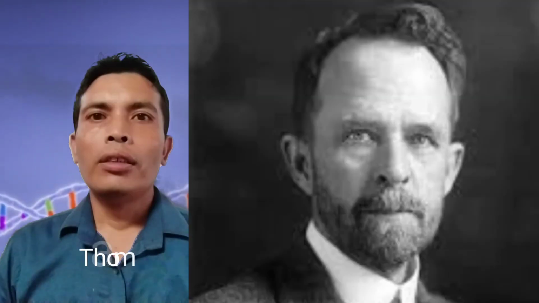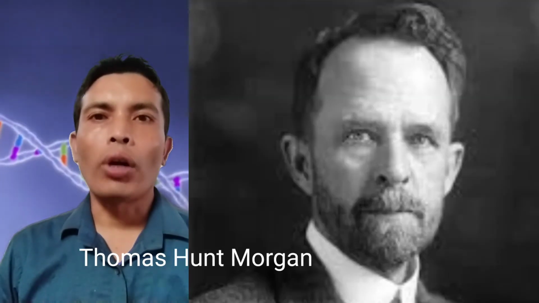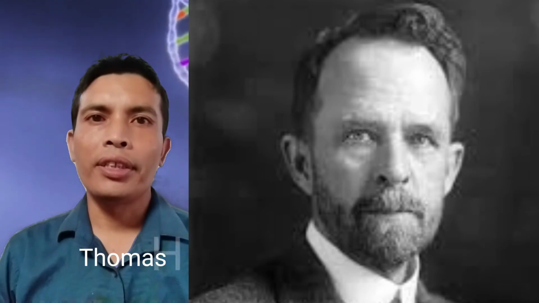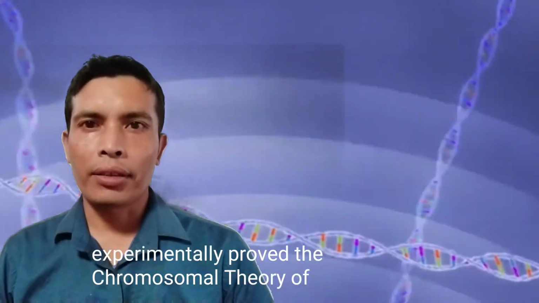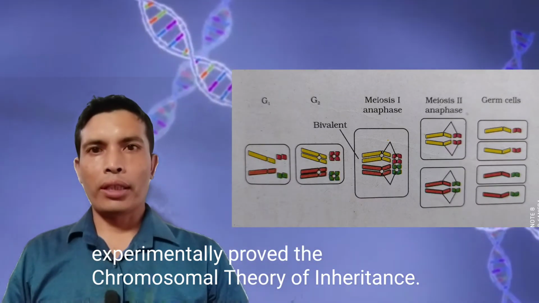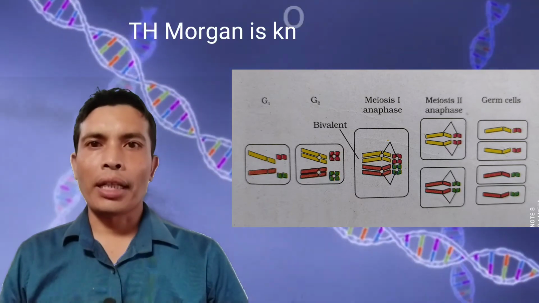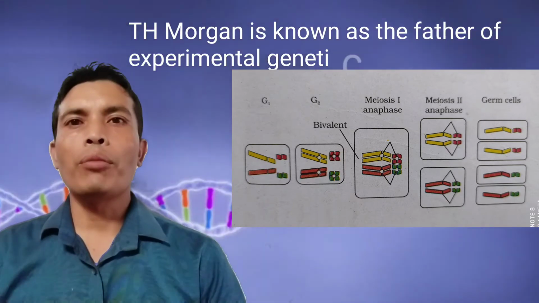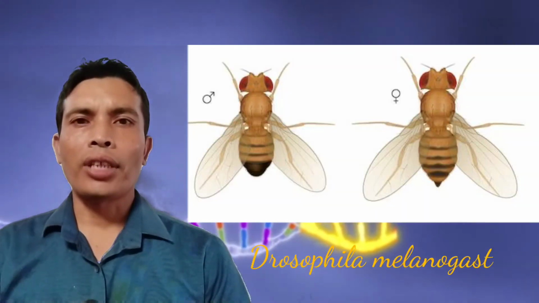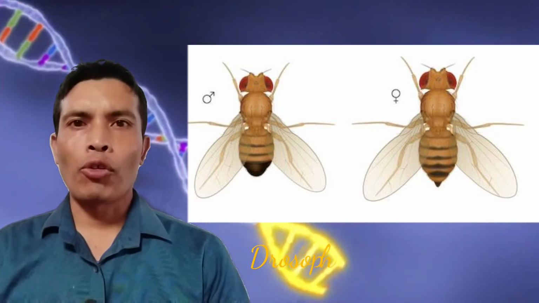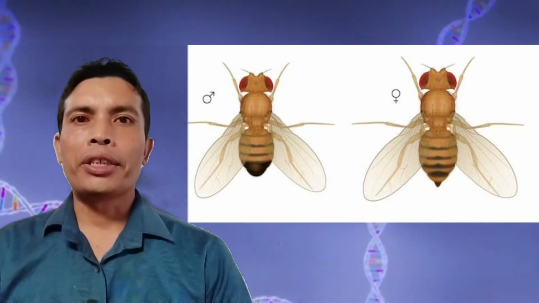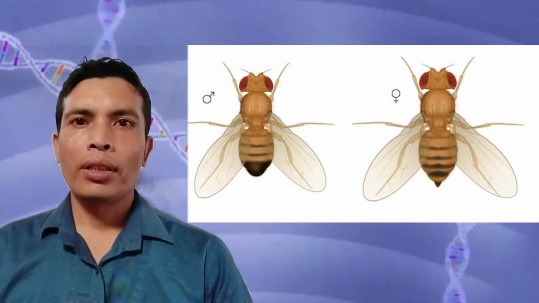Now let us have the experimental verification of the chromosomal theory of inheritance. Thomas Hunt Morgan experimentally proved the chromosomal theory of inheritance. So he is known as the father of experimental genetics. Thomas Hunt Morgan selected the fruit fly, scientific name Drosophila melanogaster, for his experimental work.